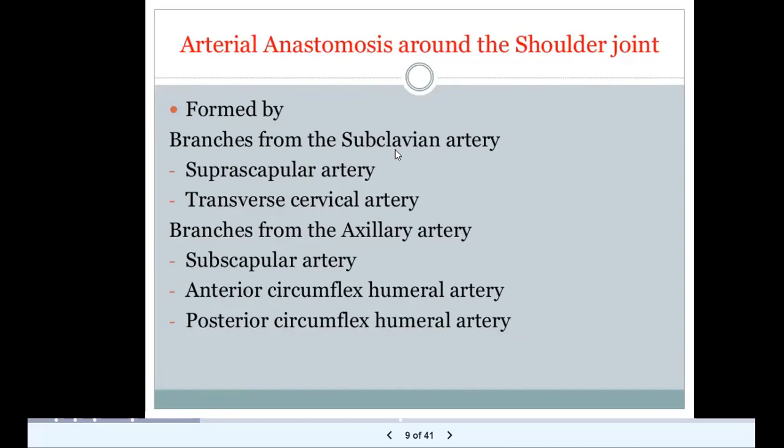So the 2 blood vessels from the subclavian artery are the suprascapular artery and the transverse cervical artery. So these 2 arteries are branches of the subclavian artery. They join the subscapular artery, anterior circumflex humeral artery, and posterior circumflex humeral artery from the axillary artery. These 3 blood vessels we say come from the third part of the axillary artery. So they all join the suprascapular and transverse cervical arteries to form the anastomosis around the shoulder joint.